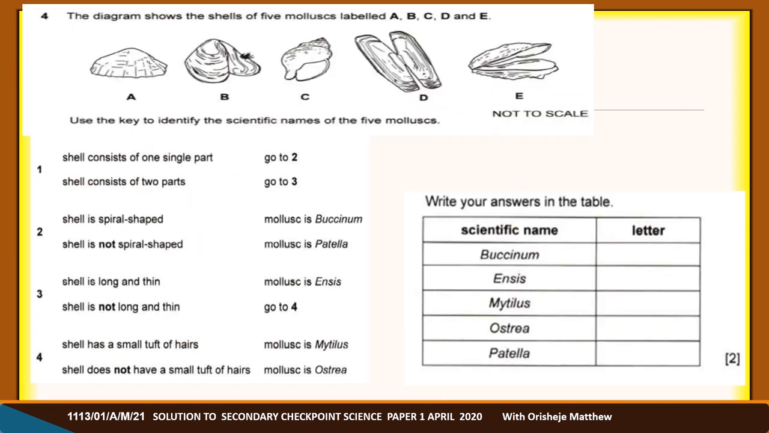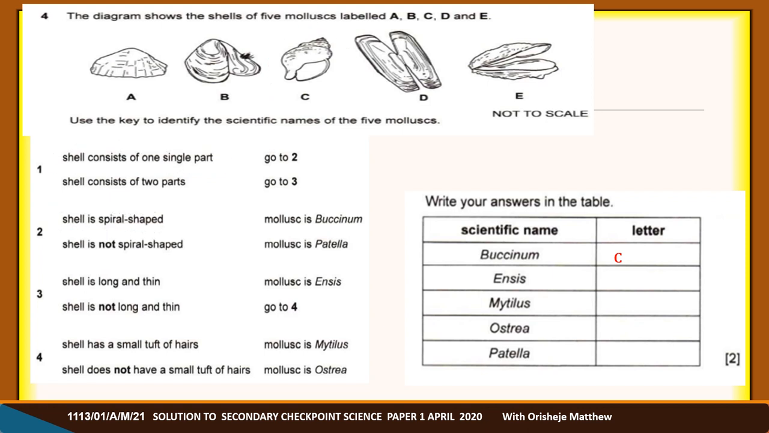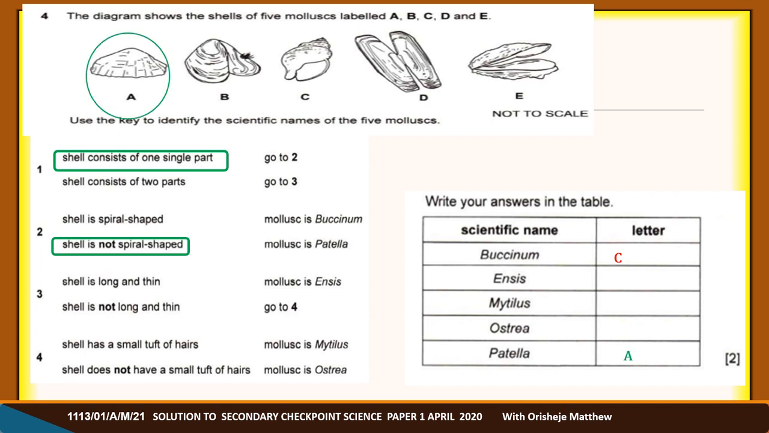Question 4. The diagram shows the shells of 5 mollusks labeled A, B, C, D, and E. Use the key to identify the name of the mollusk. Consists of shell of one single part. Go to 2. Shell is spiral. Shell of single part. Shell is not spiral. That is A, patella.